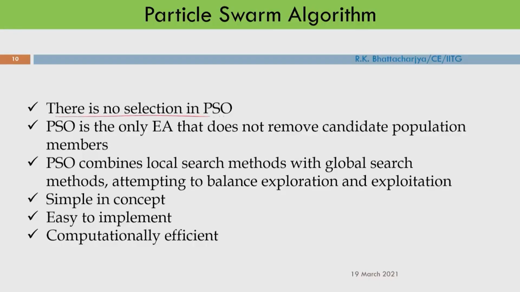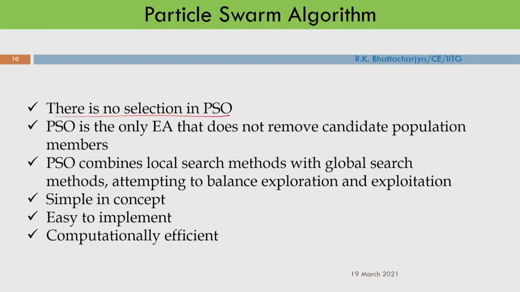Unlike the genetic algorithm and the other metaheuristic algorithms we have discussed, such as ES, PSO does not have a selection operator. As you have seen, PSO does not have any selection operator. That means you are not deleting any particle. What you are doing is trying to get its new position. So, you are not deleting any particles and therefore, we do not have any selection in PSO. PSO is the only ES that does not remove candidate population members. We are not removing any solution, only updating its position.